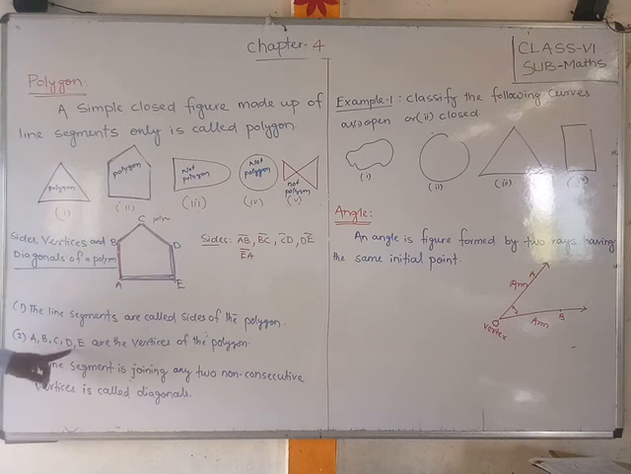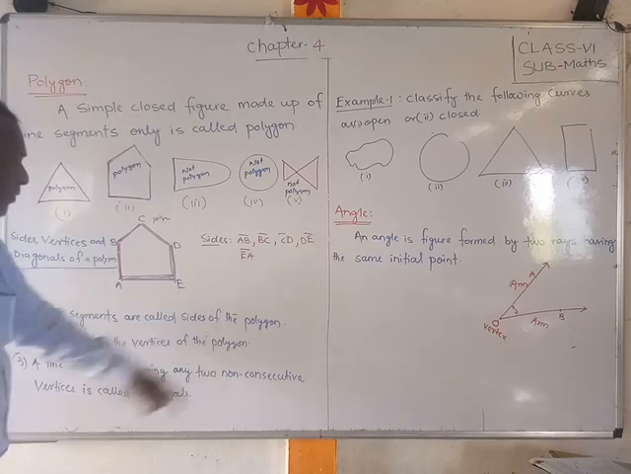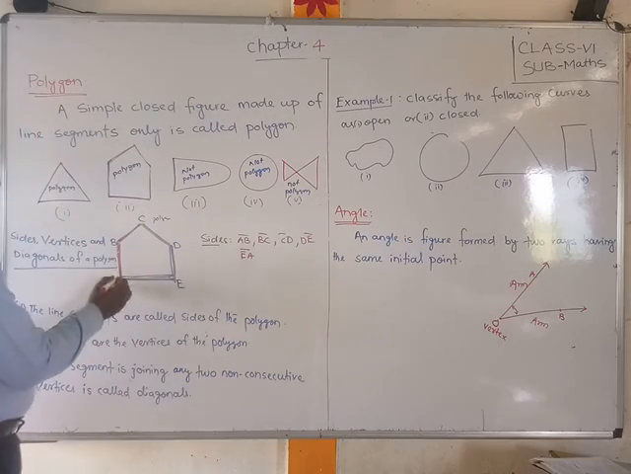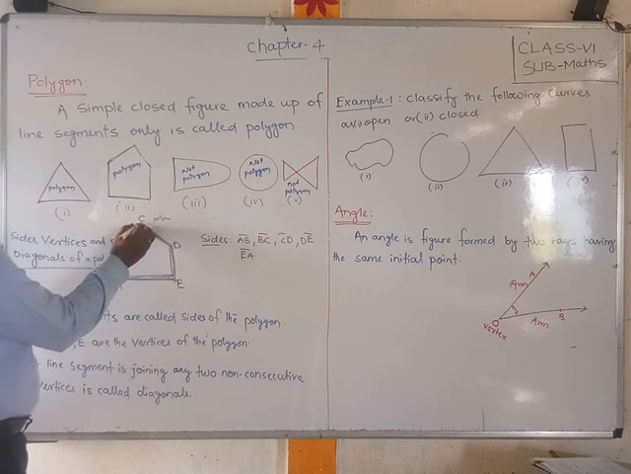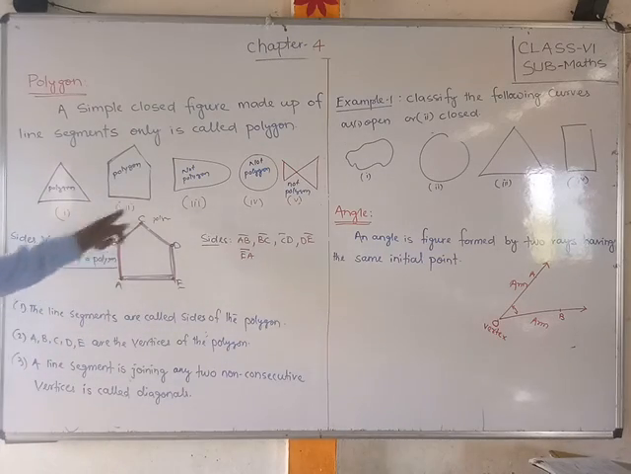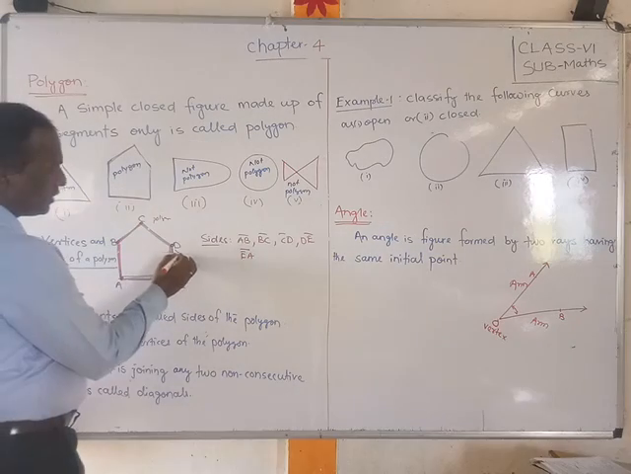Students, A, B, C, D, E are the vertices of the polygon. Observe where the line segments are joined. The point where two line segments join, this is one, this is one, this is one, this is one. The joint of the line segments is called a vertex. So these are called vertices.